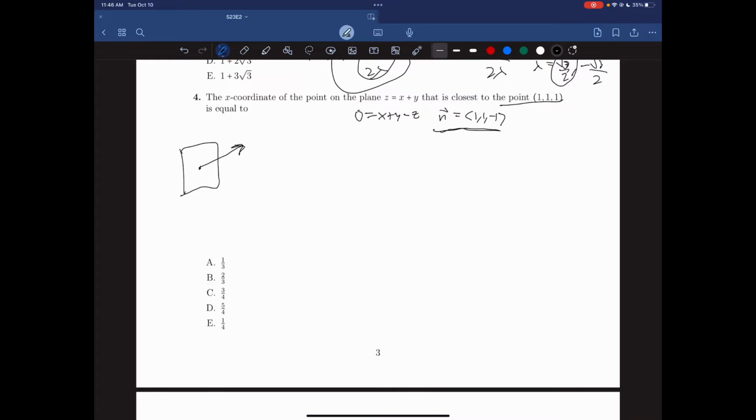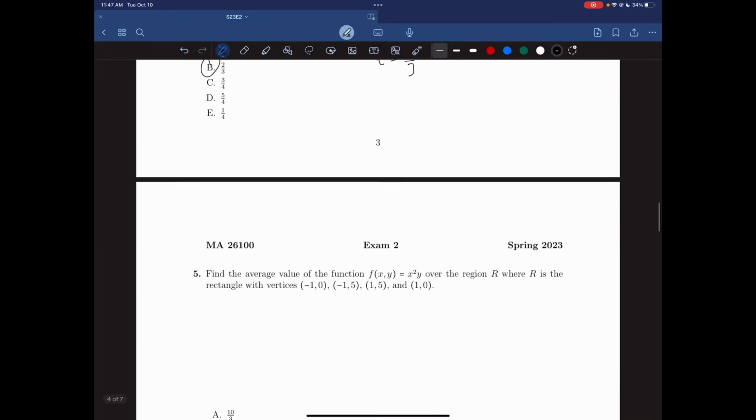So if we make an r of t, or the line for our point that contains the plane, we are going to have 1 plus t, 1 plus t, 1 minus t, and that has to satisfy our plane equation because we're looking for the point on the plane. So we're just going to plug these values into the plane. We're going to get 1 minus t equals 2 plus 2t. Negative 1 equals 3t. t equals negative 1/3. And we're looking for the x-coordinate, so we just plug it into this. 2/3, done. Nice. Pretty quick.